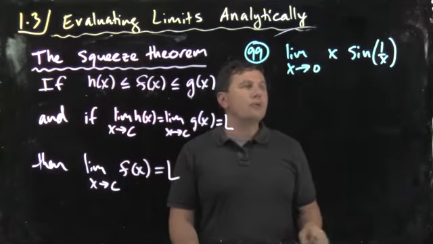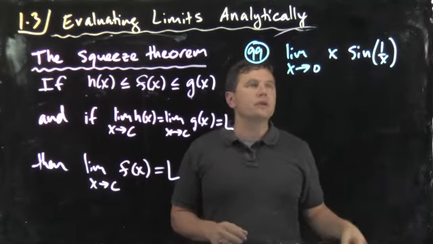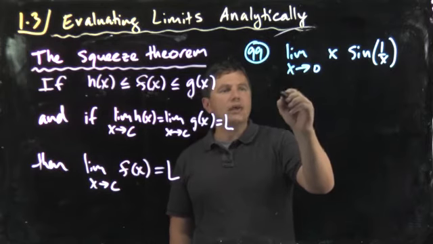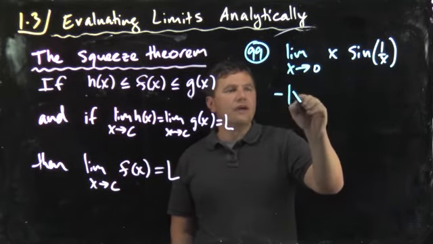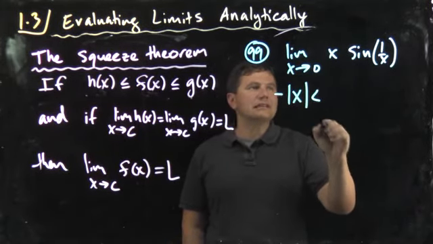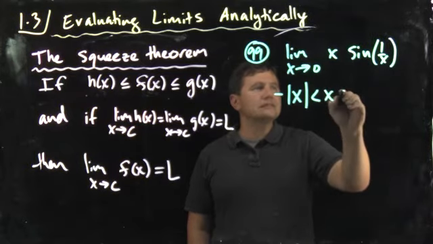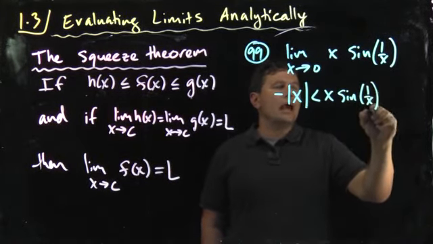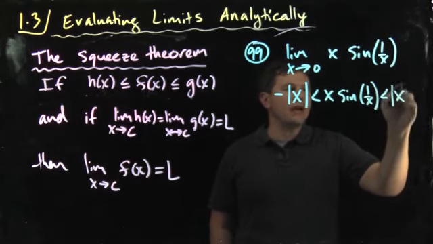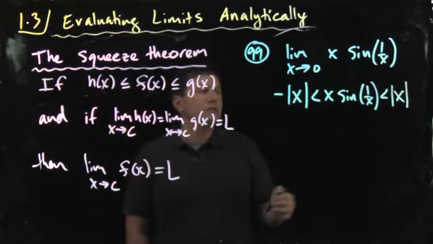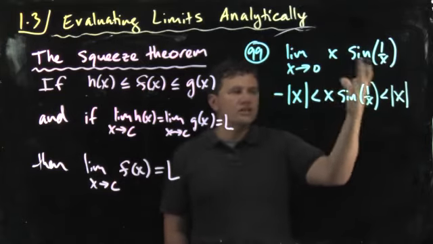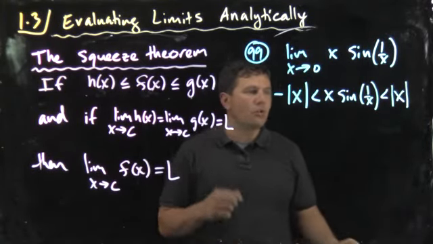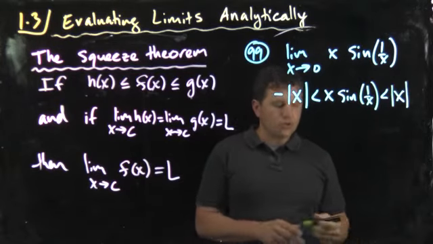Okay, so now I want to know what this is. Now the book actually tells you this, you don't have to worry about this, but what I know is the negative absolute value of x is less than x sine of 1 over x, which is less than the absolute value of x. Now really we just need an open interval that only has to be true around 0, but let me point out why we know this is true.